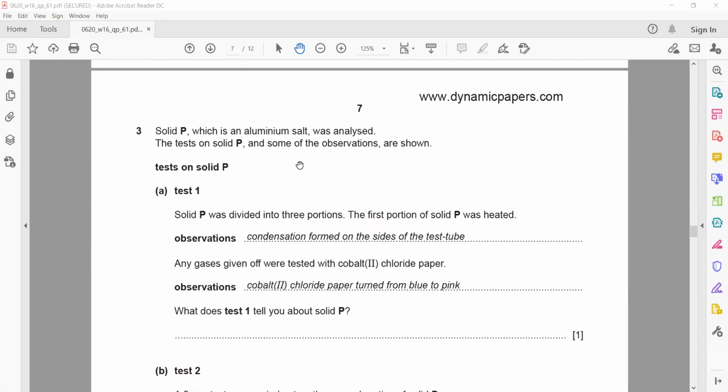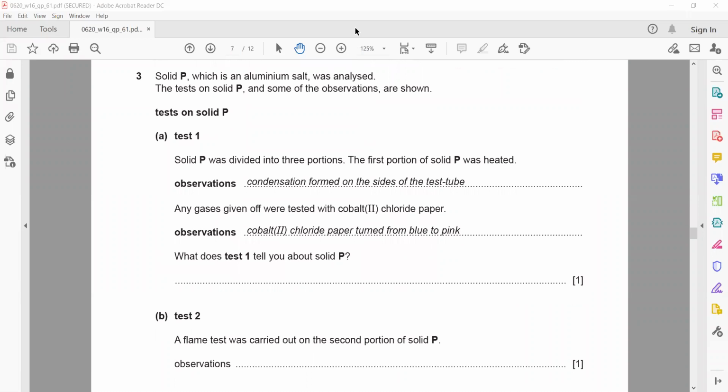The next part: solid P is an aluminium salt, was analyzed. Tests on solid P and some of the observations are shown. Test number 1. Solid P was divided into 3 portions. They already mentioned it is an aluminium salt. Solid P was divided and the first portion was heated. Condensation formed on the side of the test tube. What does this give an idea about, the type of the salt?